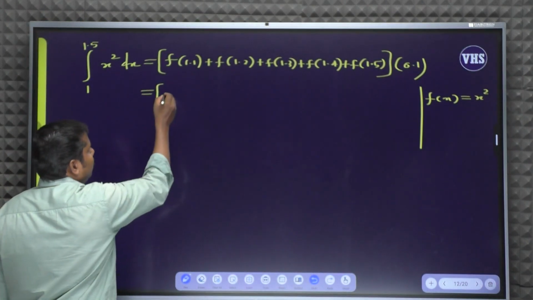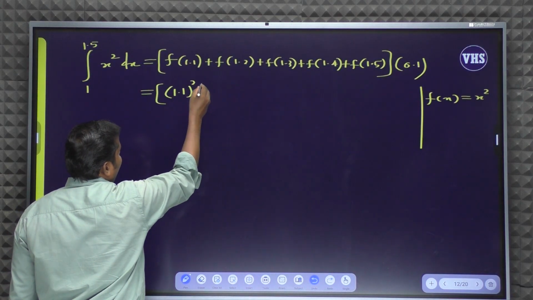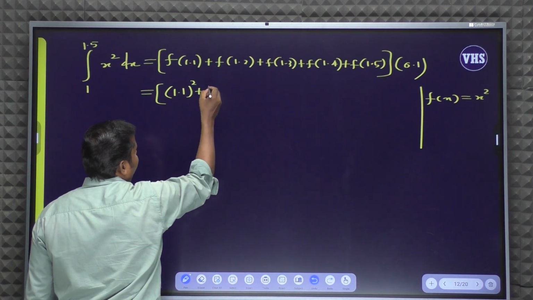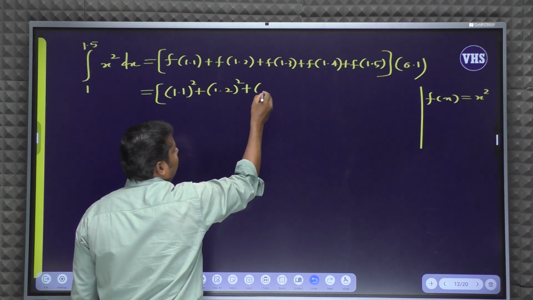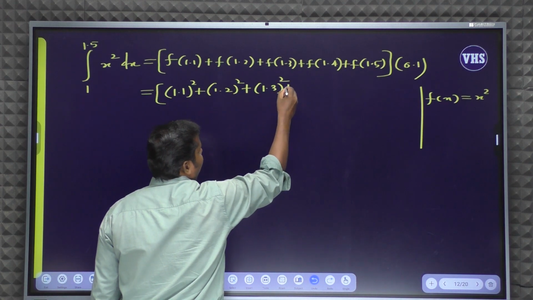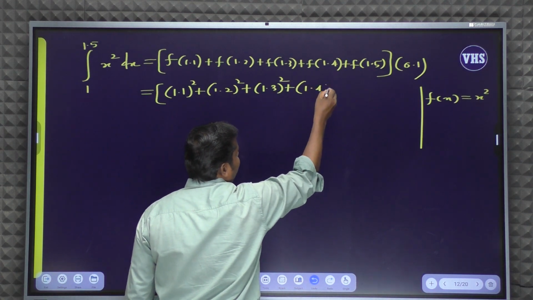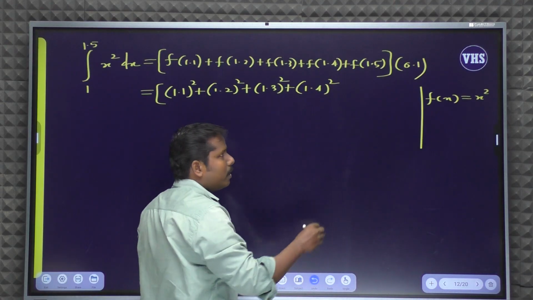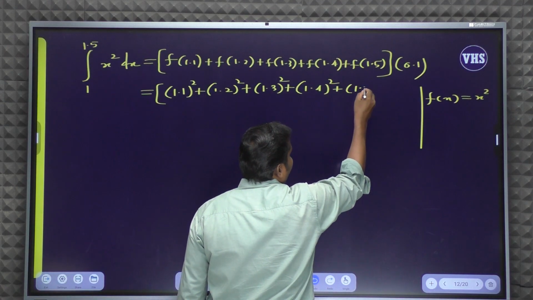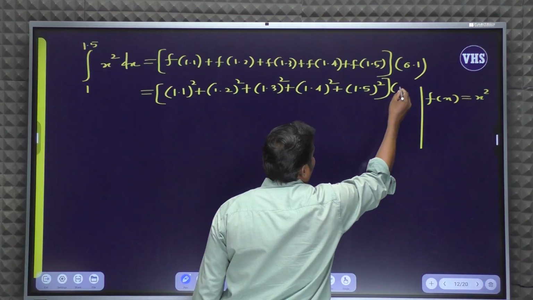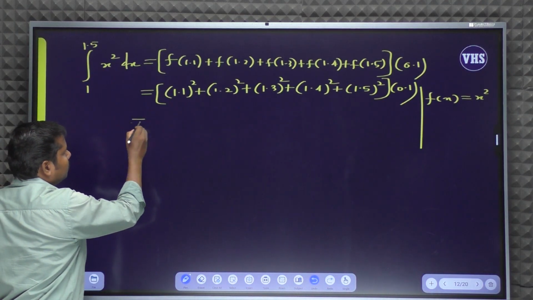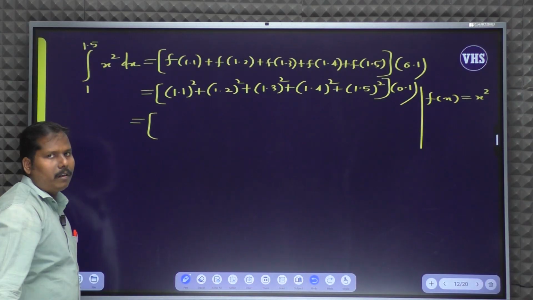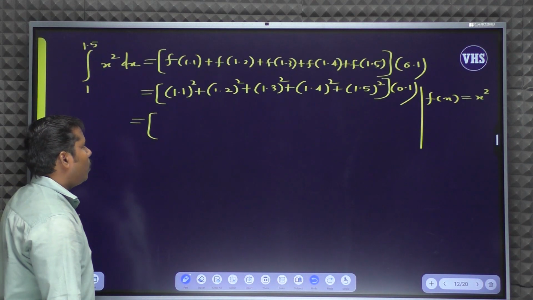What is the answer for f of 1.1? 1.1 whole square. The output for f of 1.2 is 1.2 whole square. And this is 1.3 whole square. This one is 1.4 whole square. At last you are getting 1.5 whole square into 0.1. And this is nothing but, what is 11 into 11? 121.